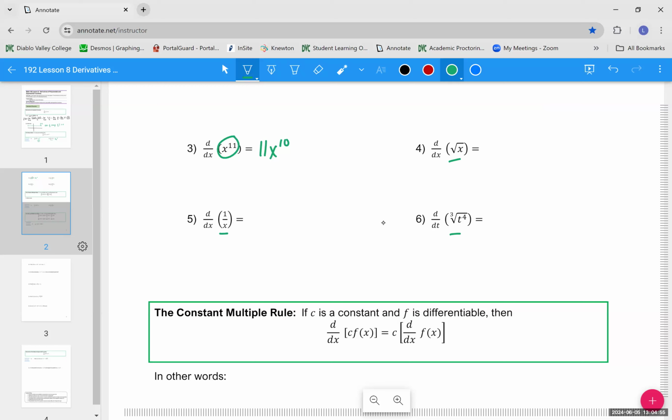I have the square root of x. Can you write that as a power? You certainly can, right? So that would be the same as taking the derivative with respect to x of x to the 1/2. Then we can apply that power rule. So the original exponent becomes the coefficient, and then we subtract 1 on the exponent. Now it's really important for you to remember in terms of simplifying that your answers should not have negative exponents.